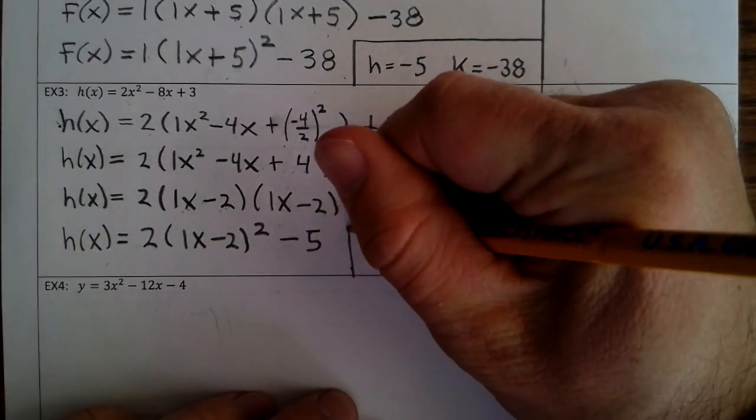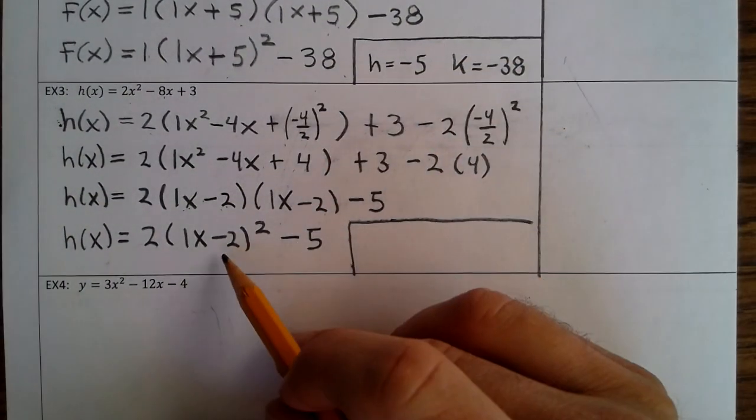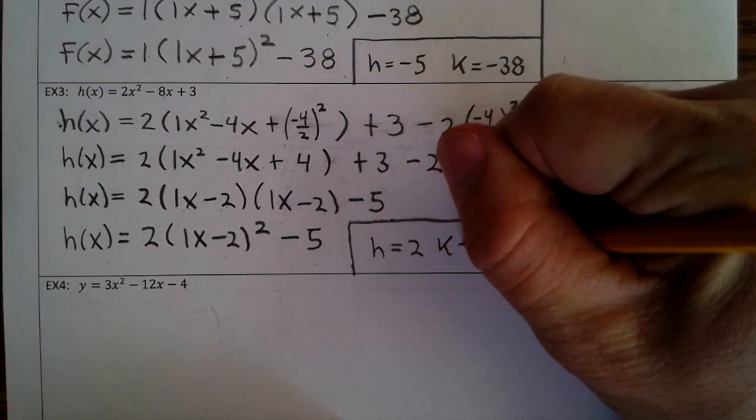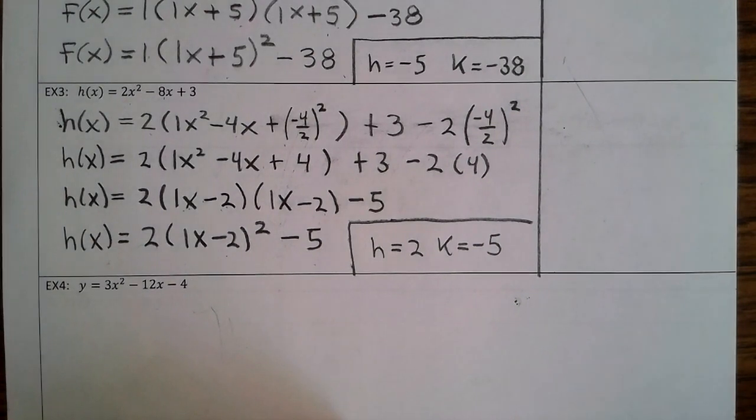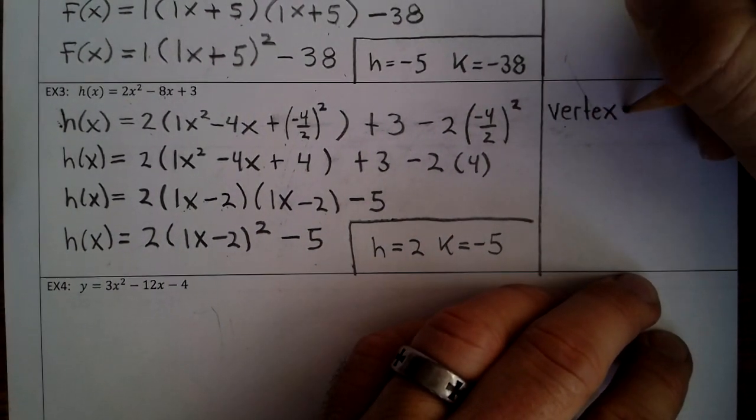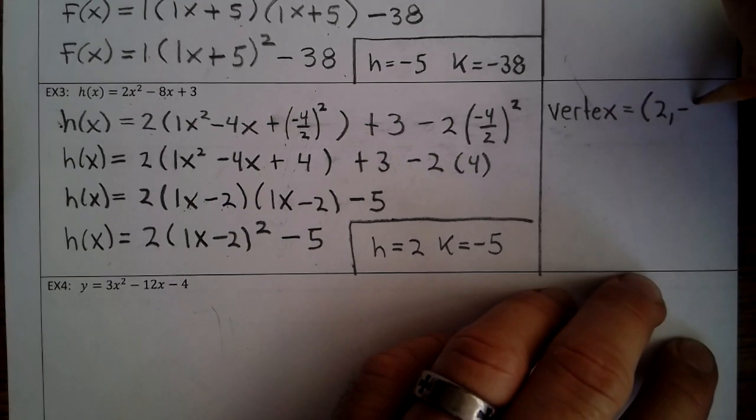So the vertex, real simple, remember, minus h plus k, so h is 2 and k is negative 5. So your vertex is 2 comma negative 5.